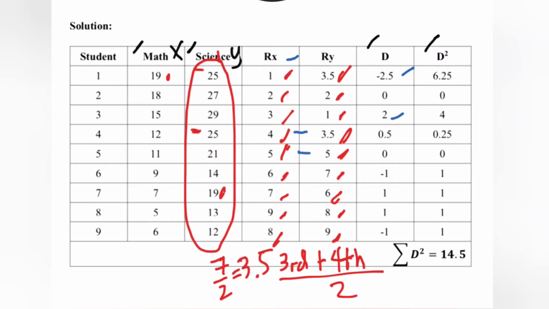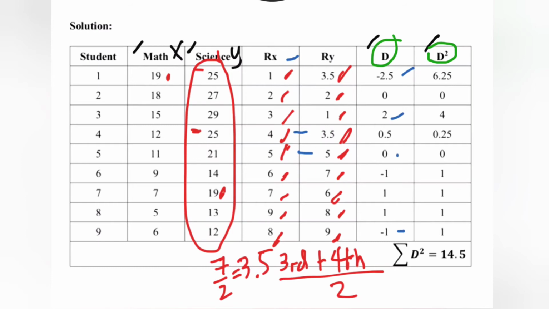5 minus 5 is 0. 6 minus 7 is negative 1. 7 minus 6 is 1. 9 minus 8 is 1. 8 minus 9 is negative 1. We have now gotten the difference. So, the last one we will get is the so-called d squared. This is our d squared. Okay? To get the d squared, it's easy, we just square the value of the difference.